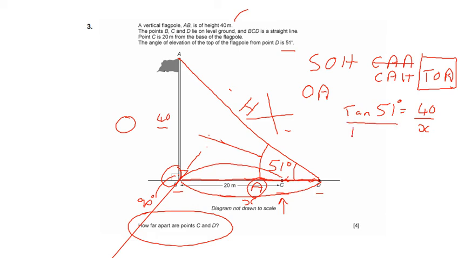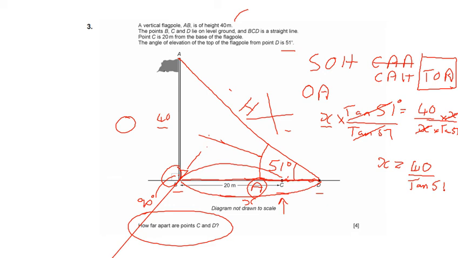That cancels that out. And then what I want to do is multiply both sides by X. So that cancels that out. So I'm left with X is equal to 40 divided by the tan of 51. So rearranging the equation was probably the most tricky bit there, but that's a different video.